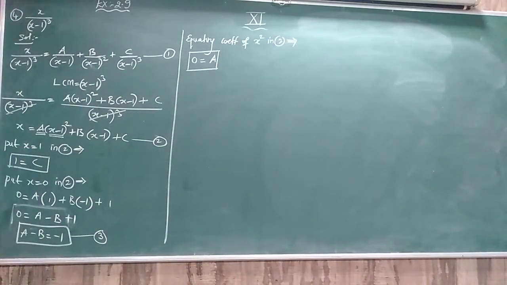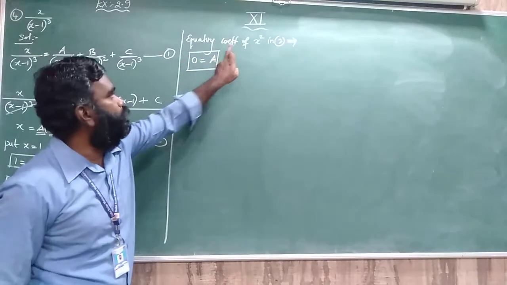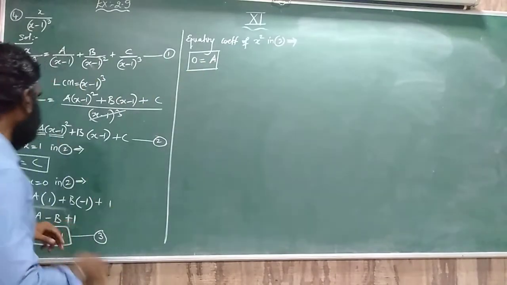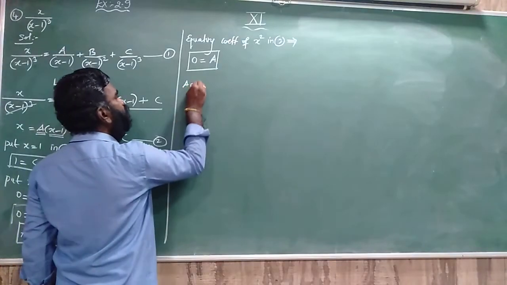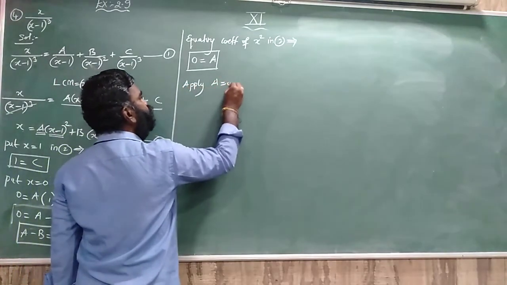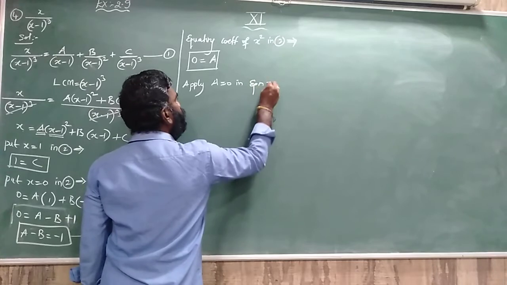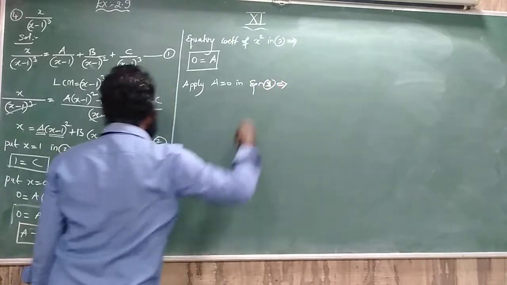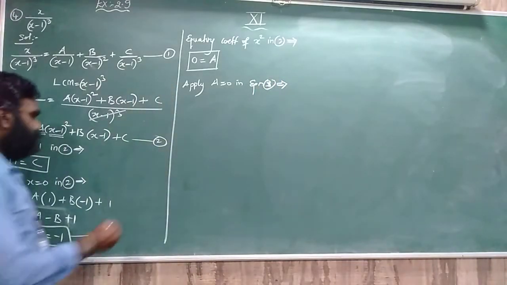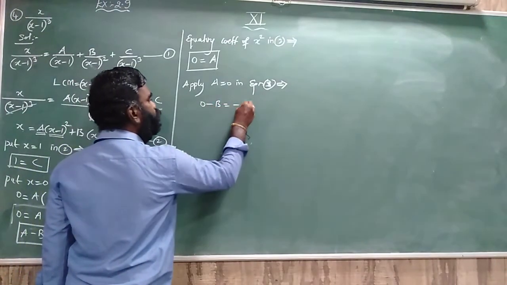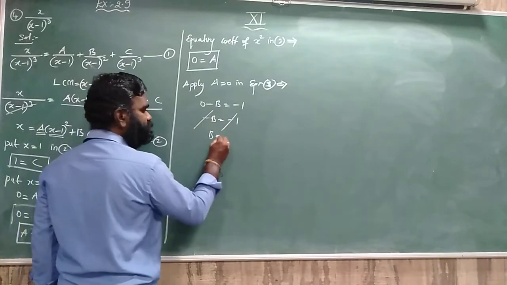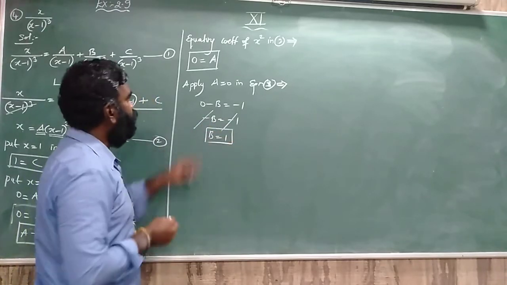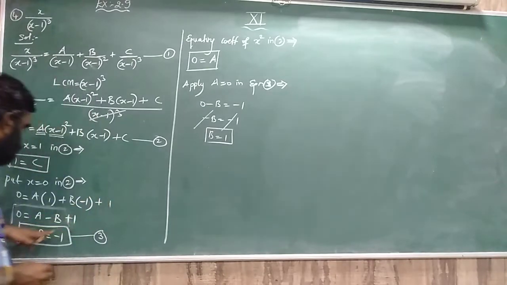So, in previous classes I taught you, if degree is 3, I need the coefficient of x square. Since I got A is equal to 0, I can apply this here. Apply A is equal to 0 in equation 3. 0 minus B is equal to minus 1. Minus B is equal to minus 1. Minus minus gets cancelled. B is equal to 1. I got answers A, B and C.